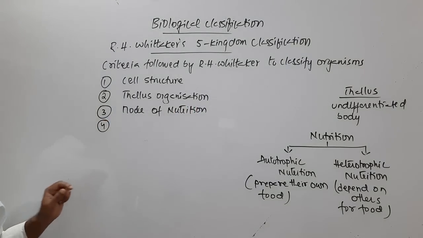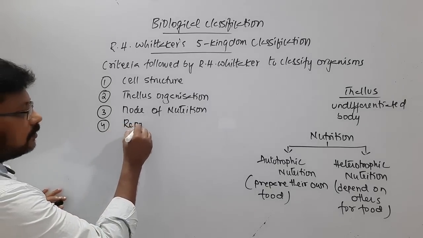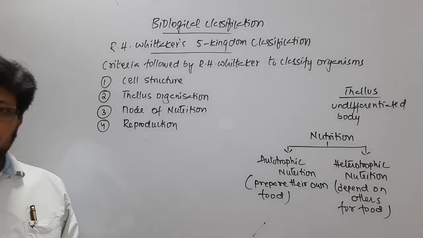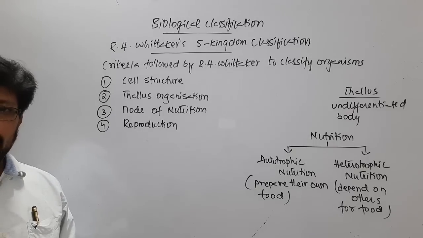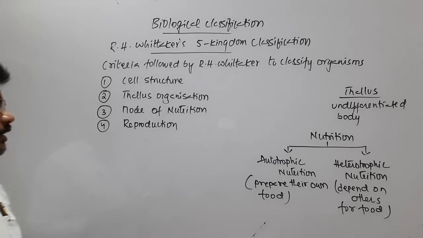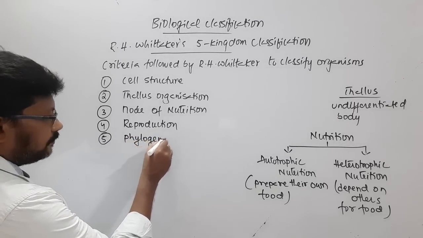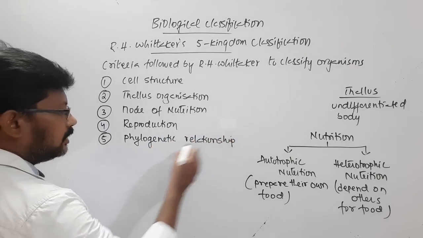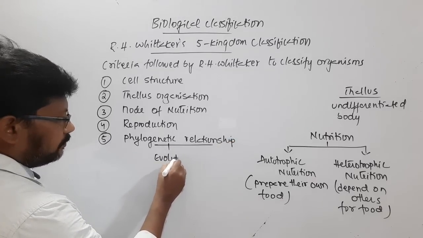The next one R.H. Whittaker considered is reproduction. Whether they are undergoing sexual mode of reproduction or asexual mode of reproduction, and there are several types of asexual mode of reproduction. All that we will see in coming sessions, right? Then lastly, he also included phylogenetic relationships. Phylogenetic relationships are evolutionary relationships.